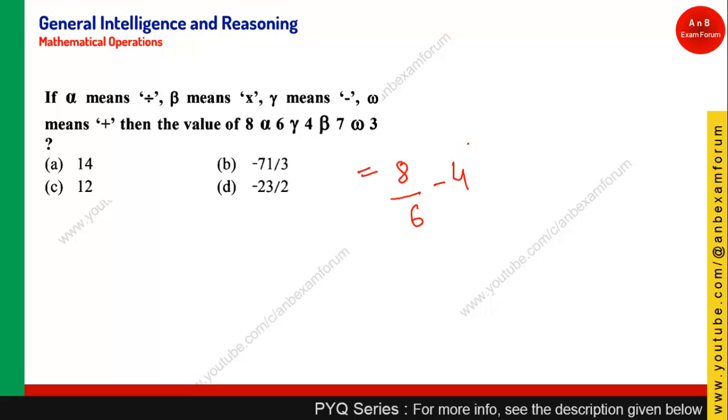Okay. Then beta 7. What is beta? Beta means multiplication. After that you have omega 3. What is omega? Omega means plus 3.